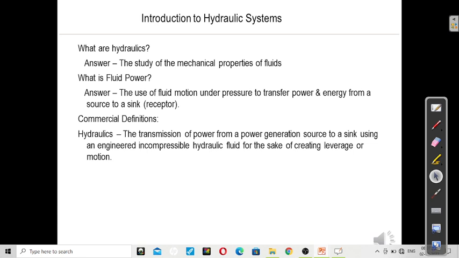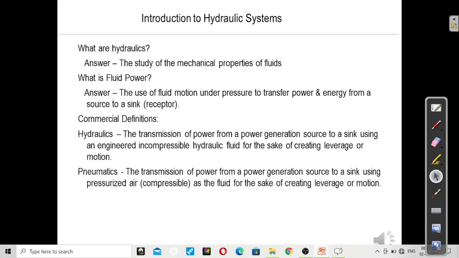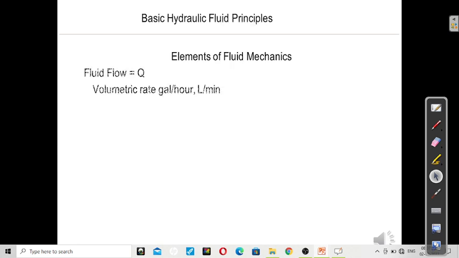The normal definition: hydraulics is the transmission of power from a power generation source to sink using engineered incompressible hydraulic fluid for the sake of creating leverage and motion. Pneumatics is the transmission of power from a power generation source to sink using pressurized air, compressible, as the fluid for the sake of creating leverage or motion.